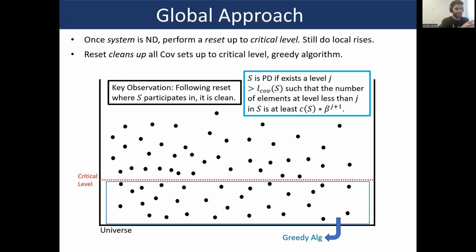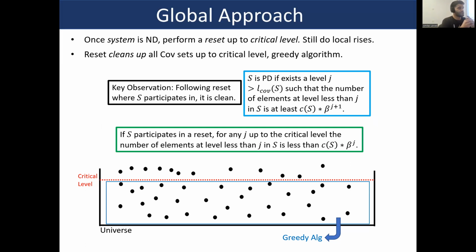This is the exact definition of PD that I had on before. So S is PD if there exists a level J, which is larger than the level that S is covering at, such that the number of elements at level less than J in S is at least CS times beta to the power of J plus 1.